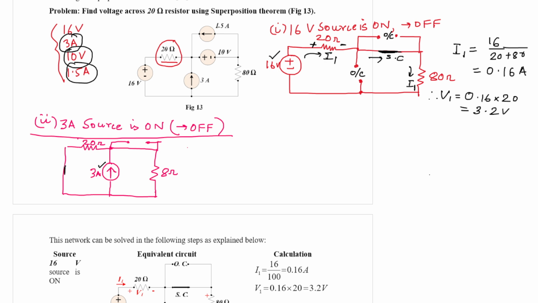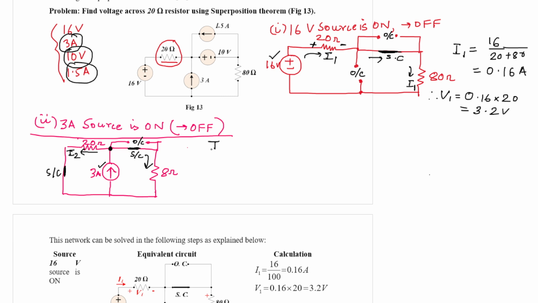So we are deactivating the 16 volt source by making it short circuit. We are also shorting the 10 volt source, and we are also deactivating the 1.5 ampere current source by making it open circuit. So now if you analyze this circuit, in the second condition, this 3 ampere current source will get two different paths, one along this, another along this. So let us say this current is I2.